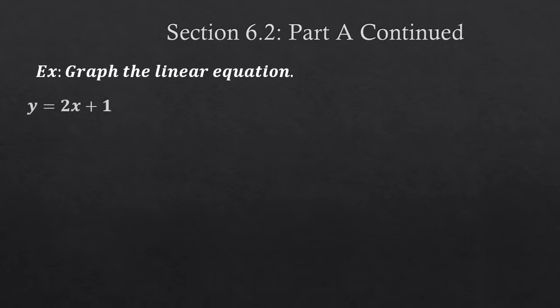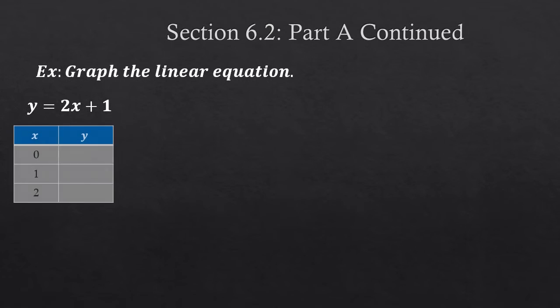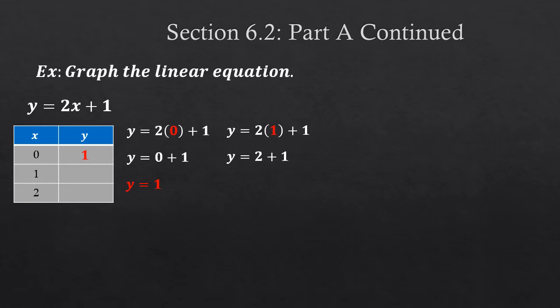Graph the linear equation. Here's your equation. Here's your table that is incomplete. So we will use the values given to find the missing half of those points. First, x is 0. Plug in 0, do the arithmetic. So y equals 0 plus 1. Therefore, y equals 1. Next, x is 1. Y equals 2 times 1 plus 1, which is y equals 2 plus 1. Therefore, y equals 3.